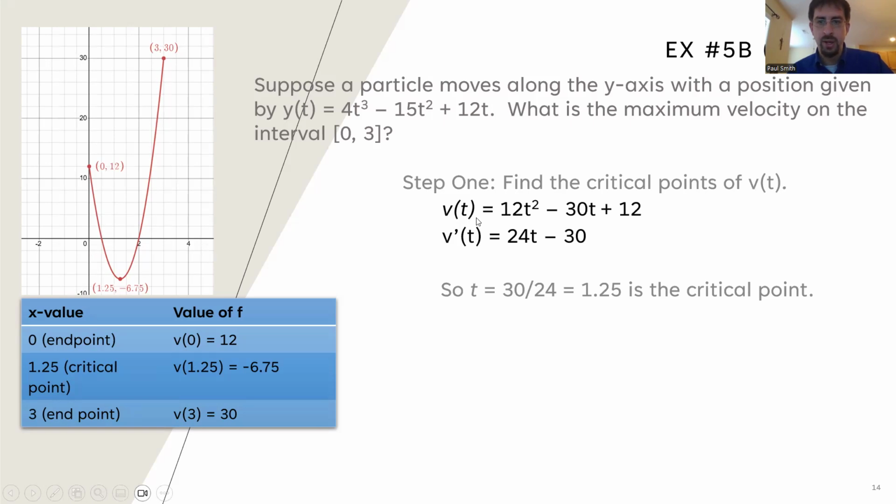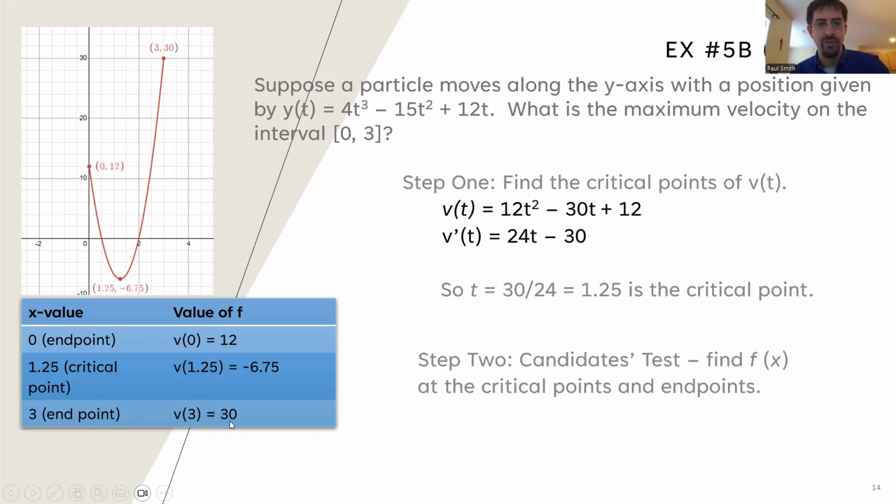So v of t is equal to 12t squared minus 30t plus 12. Derivative of that, in order to find our critical points, is 24t minus 30, which is equal to 0 at 30 over 24, or 1.25. All right, so we use that as our critical point. 0 and 3 are still our endpoints, and we're testing velocity. We want our maximum velocity value. When we plug in 0, 1.25, and 3, we got our maximum velocity, which is 30 at time equal to 3. And this is the graph of the velocity function here, not the position, but velocity.